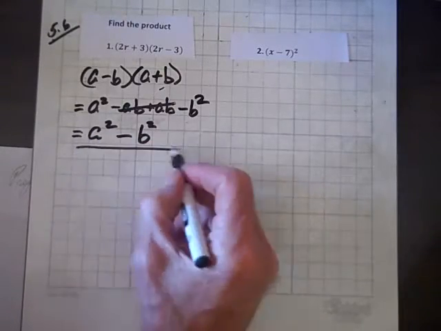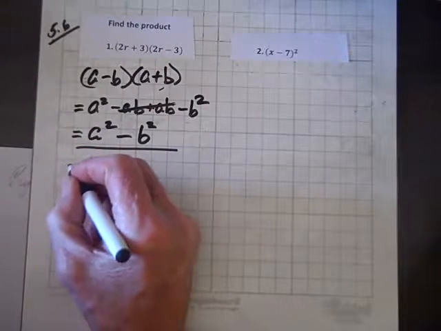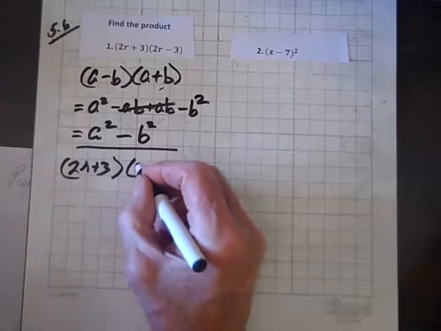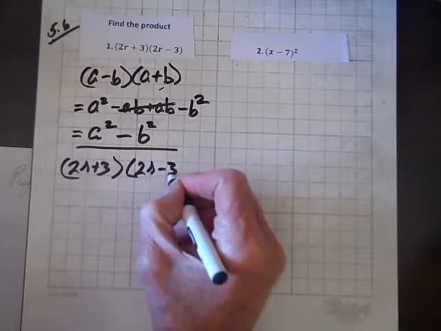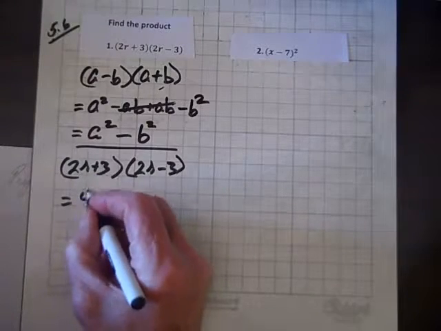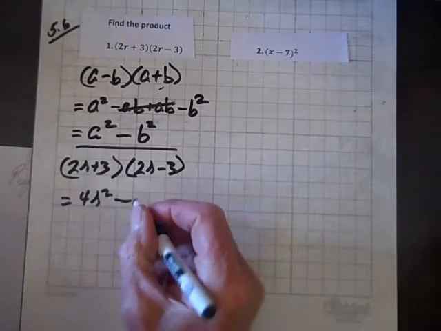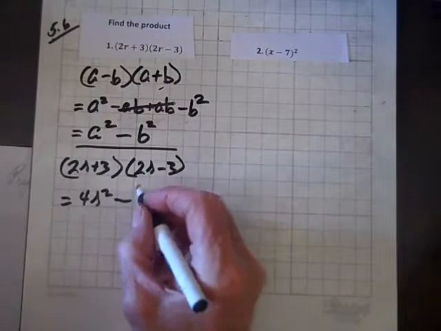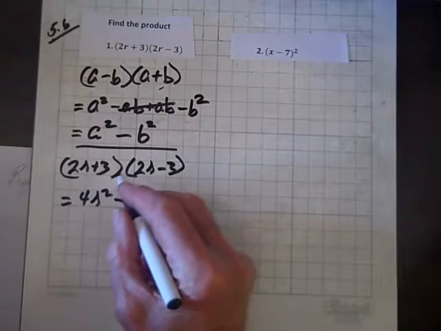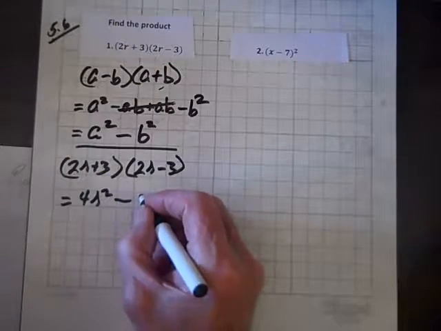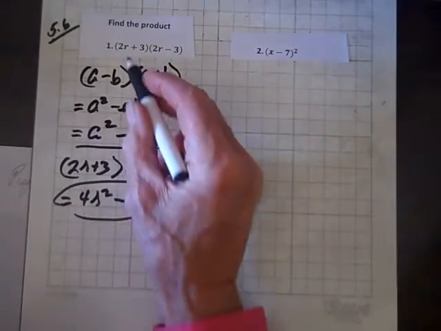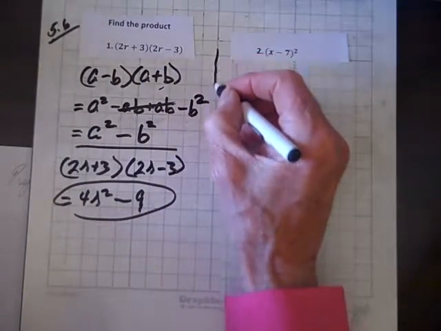So with that said, for 2r plus 3 times 2r minus 3, this equals the square of the first term, which is 4r squared, minus the square of the second term, which is 9. 3 times 3 is 9. And we're done. That's it. That's all there is to it. Anytime you see that phenomena, you know how to handle it.